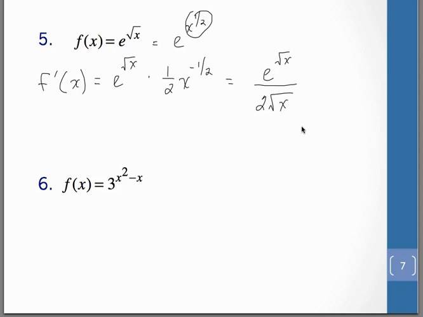And number 6 will be another souped up chain rule problem. So think of it just doing the derivative of 3 to the u.